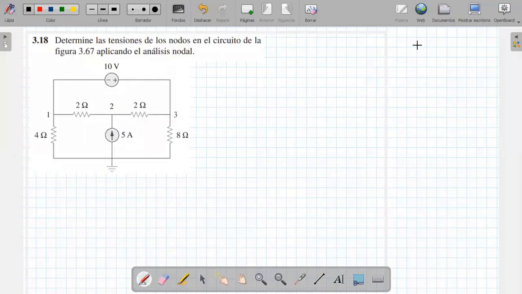Good morning, colleague. Today we are going to solve exercise 3.18 from the book Fundamentals of Electrical Circuits, 6th edition. In this exercise we are asked to determine the voltages of the nodes in the circuit by applying nodal analysis. They ask me for the voltage at point 1, at point 2 and at point 3 using nodes.